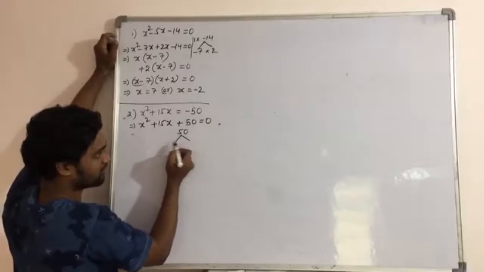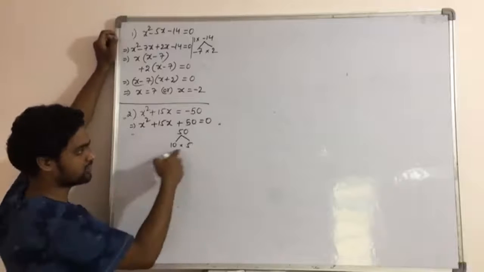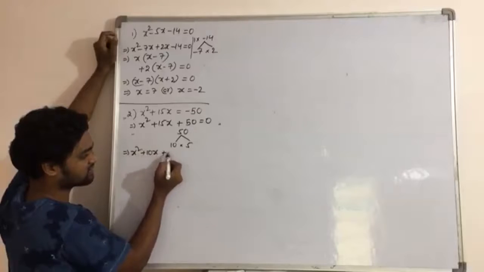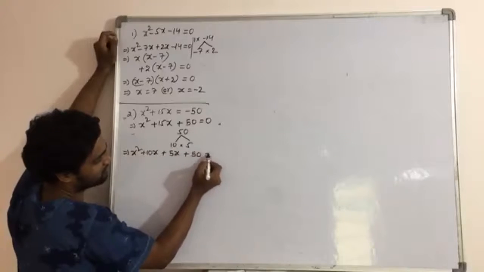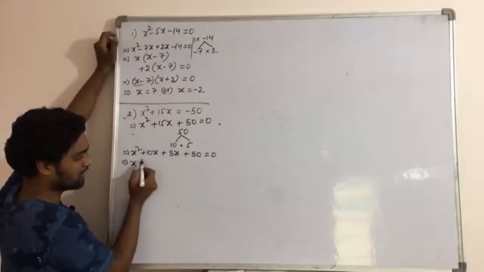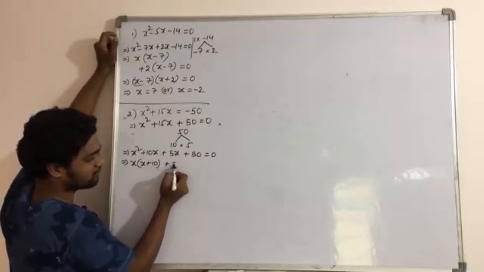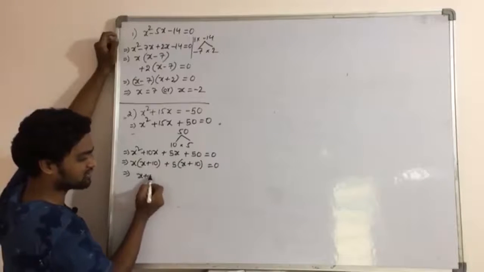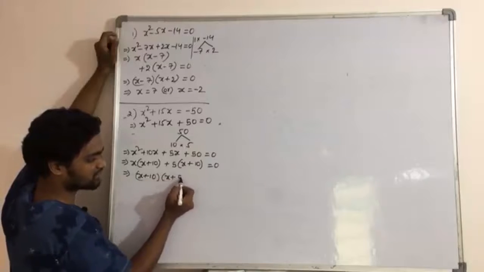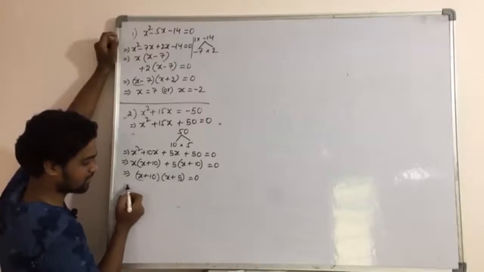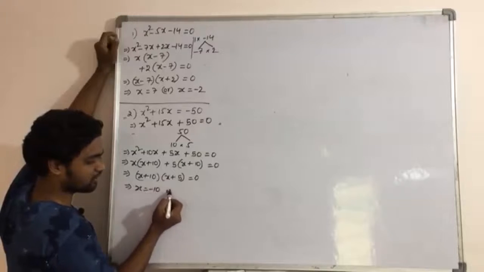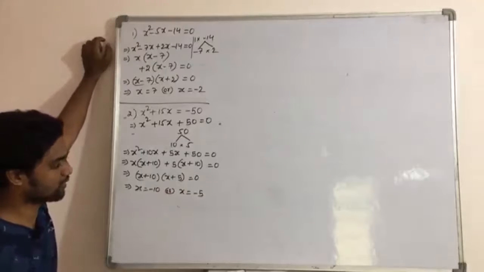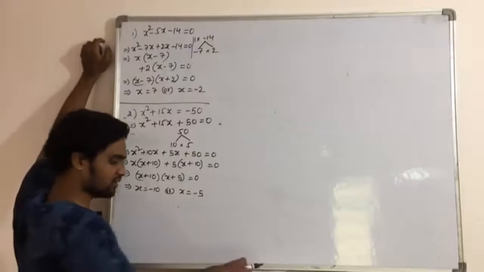Now what is the term? 50: 1 into 50, 10 into 5. 10 plus 5 is 15. So x square plus 10x plus 5x plus 50 is equal to 0. x of (x plus 10) plus 5 of (x plus 10) is equal to 0. Take x plus 10 common, you will get x plus 5 is equal to 0. So x is equal to minus 10 or x is equal to minus 5. Any doubt till here?